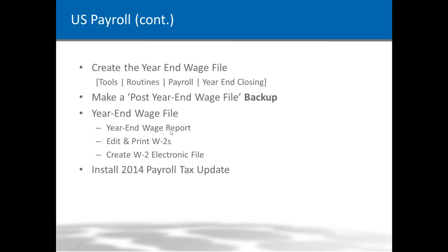With the year-end wage file, this is where you're going to get a report. You're going to edit and print your W-2s and create the W-2 electronic file. After all of that is done, you want to install your 2014 payroll tax update so that when you start producing your payroll for 2014, you have the correct tax rates in your system.